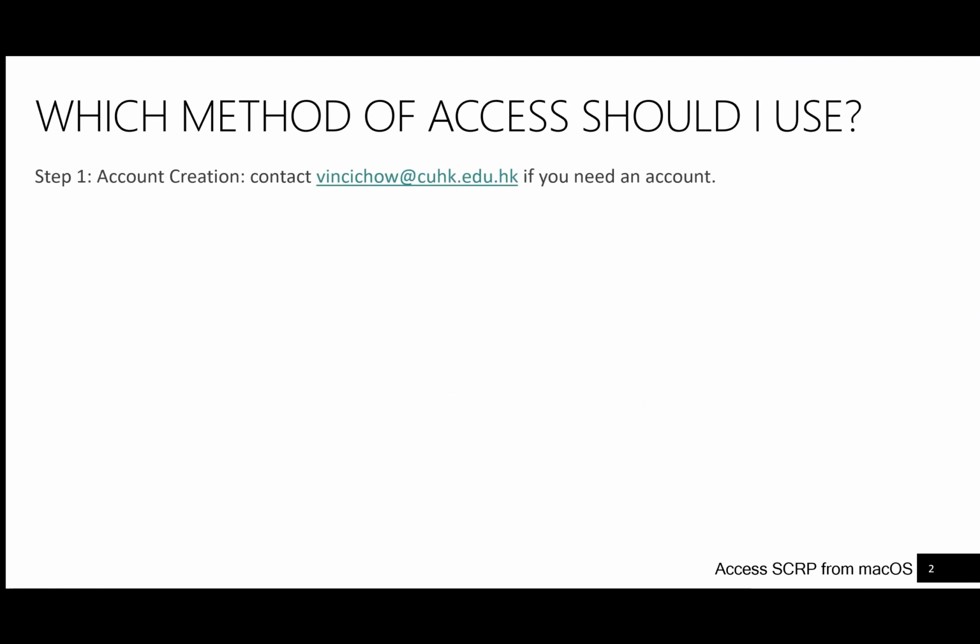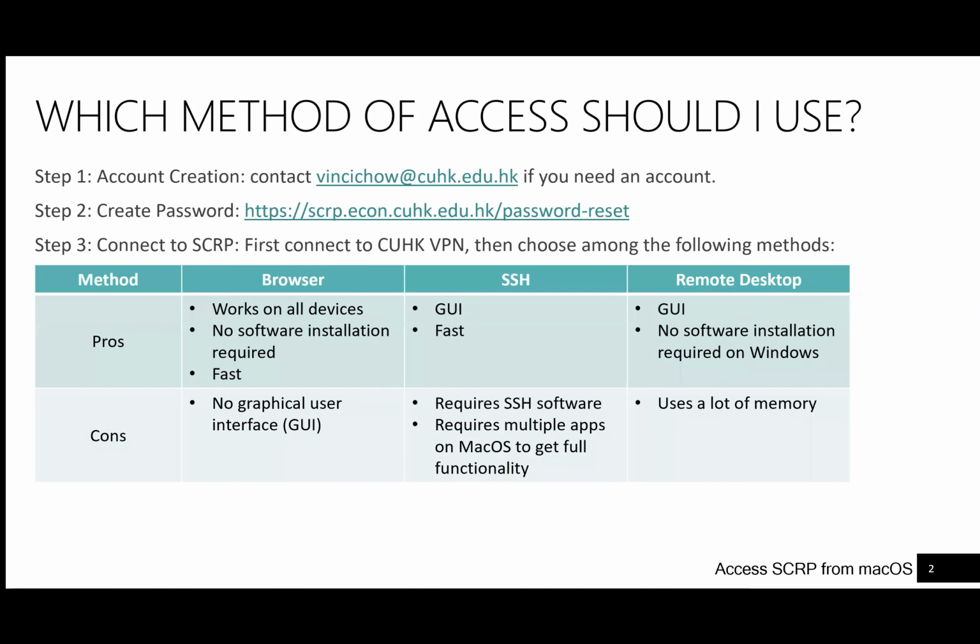First, you need an account. If you do not have one, contact me and I can create one for you. Step 2, you will need to create a password if this is the first time you're using the cluster. And step 3, you can connect to the cluster. First, connect to SCRP VPN, and then choose among the following methods.